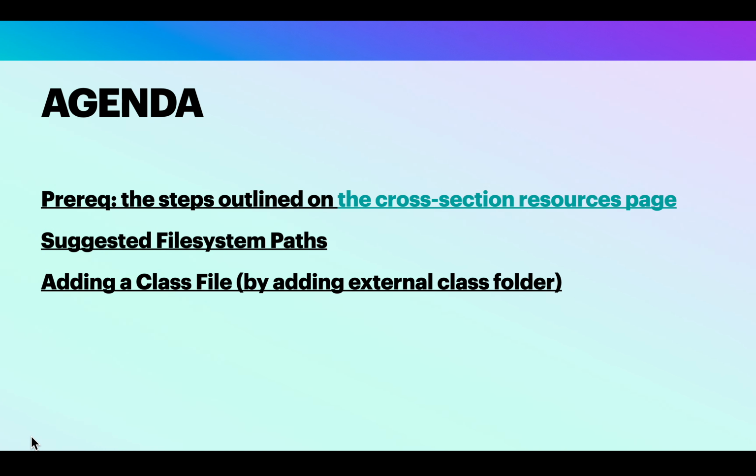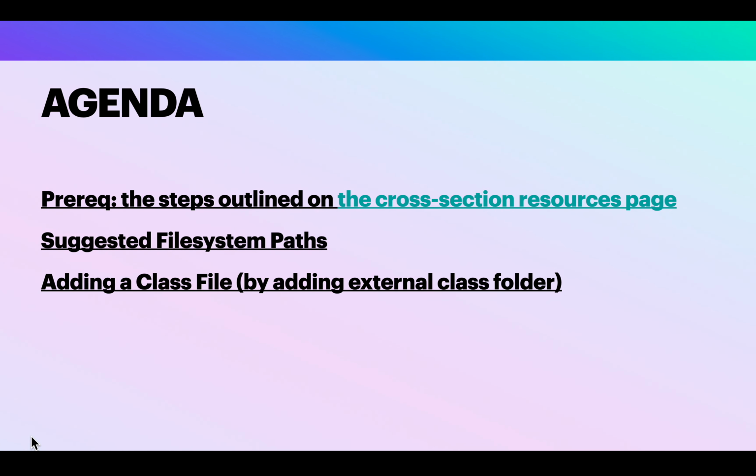You should, as a prerequisite, already have done the steps that are outlined on the cross-section resources page for your Eclipse setup that involve our checkstyle configuration and our Java formatter file. And then just briefly here, we'll look together at the suggested file system paths and then adding a class file. So in terms of the file system paths, look at what I've done, okay?